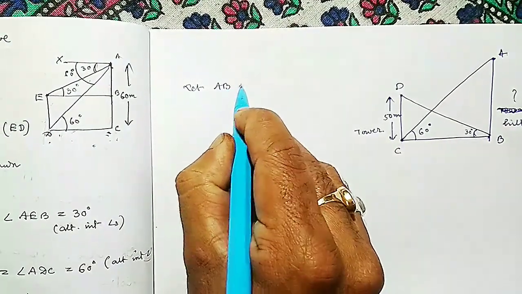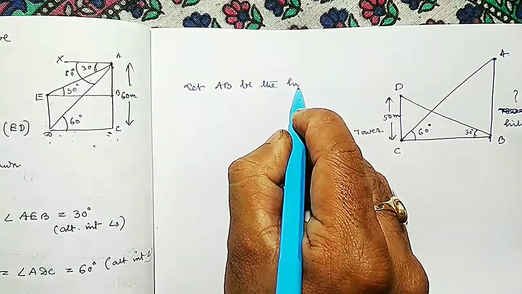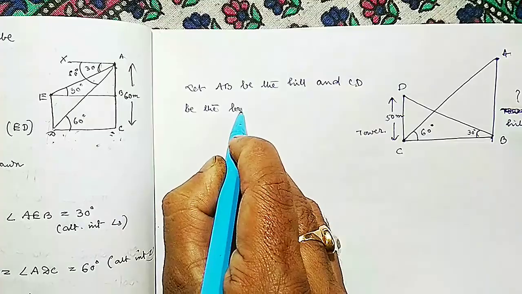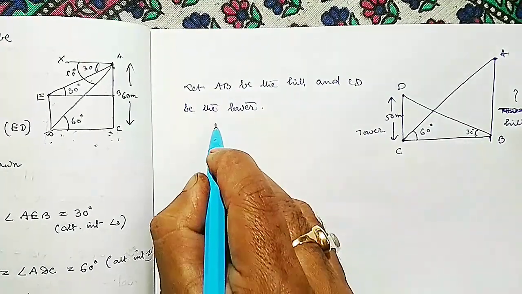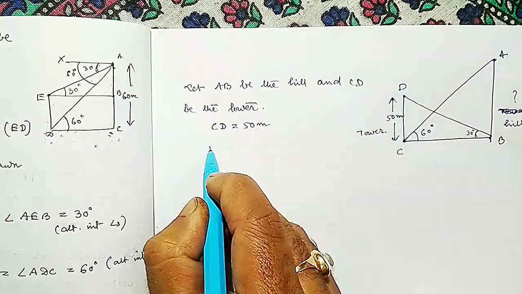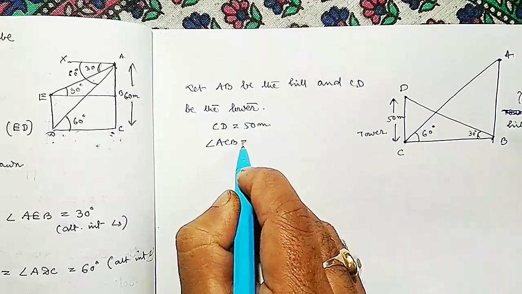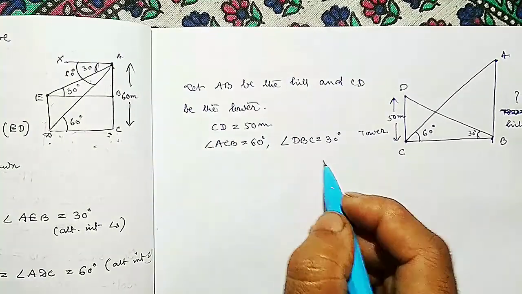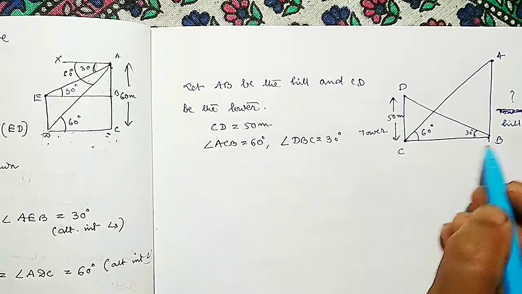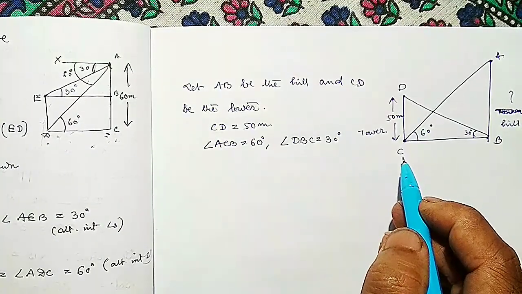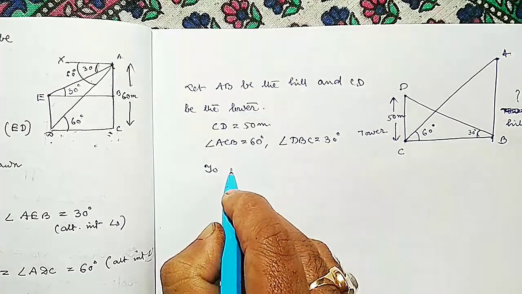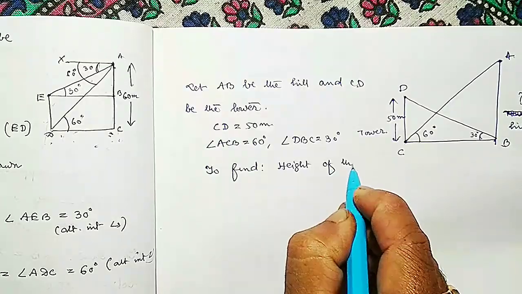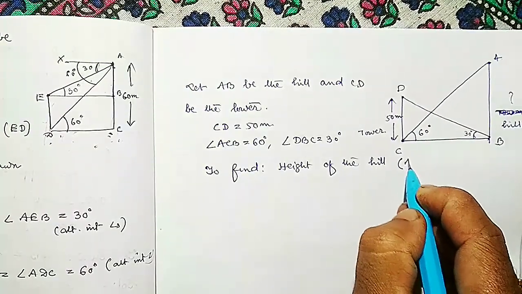Let AB be the hill and CD be the tower. Okay, here it is mentioned that CD equals 50 meter, angle ACB equals 60 degree, and angle DBC equals 30 degrees. Clear? This is 50, angle ACB is 60, and DBC is 30 degree. What we are to find? We are to find the height of the hill. So we can write, to find height of the hill, that is AB, we have to calculate.